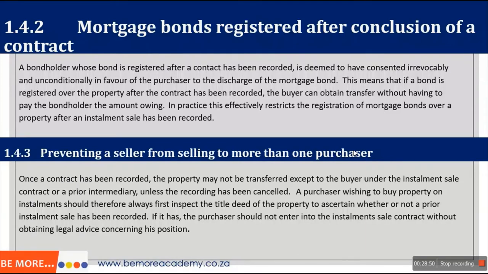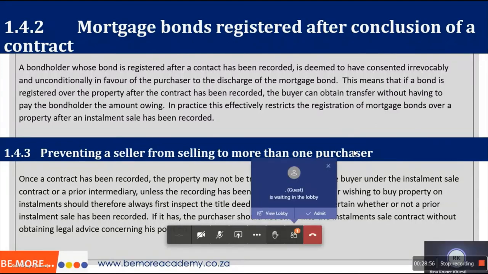Preventing a seller from selling to more than one purchaser. Once a contract has been recorded, the property may not be transferred except to the buyer under the installment sale contract or prior intermediary, unless the recording has been cancelled.